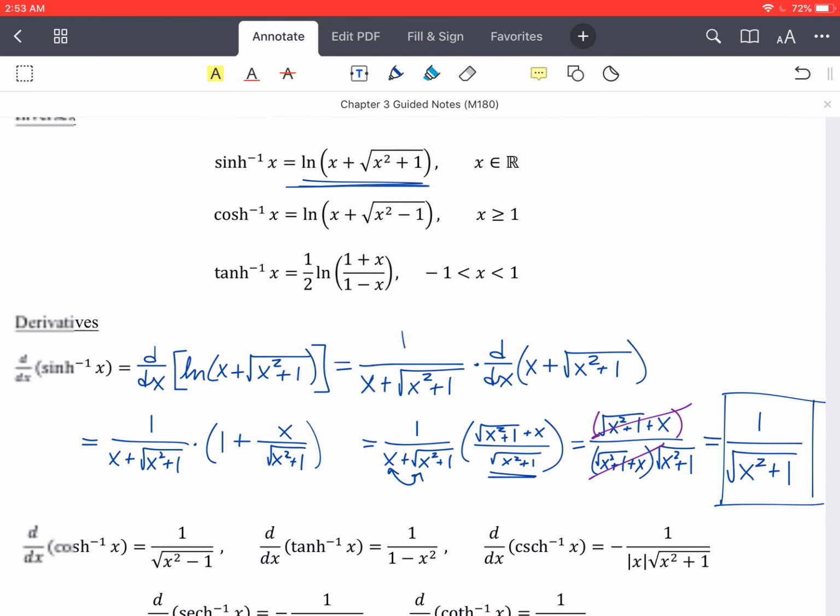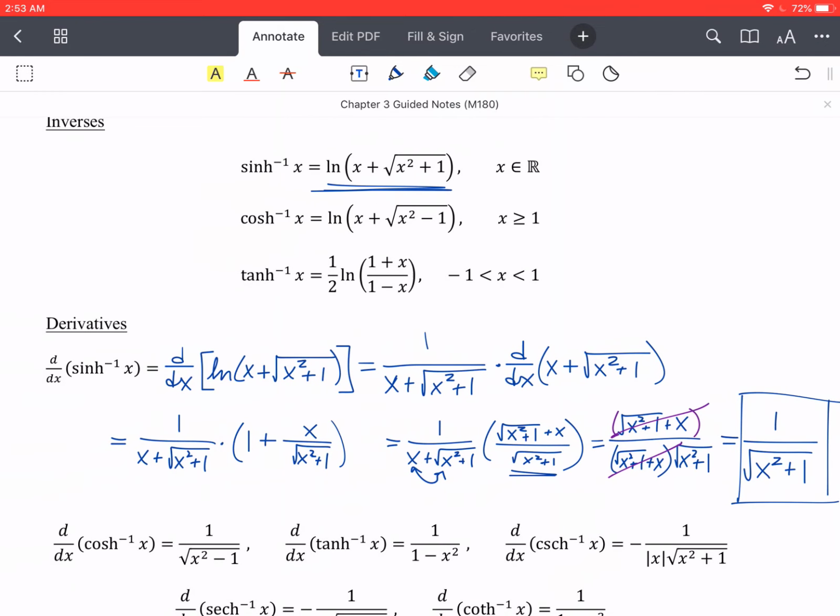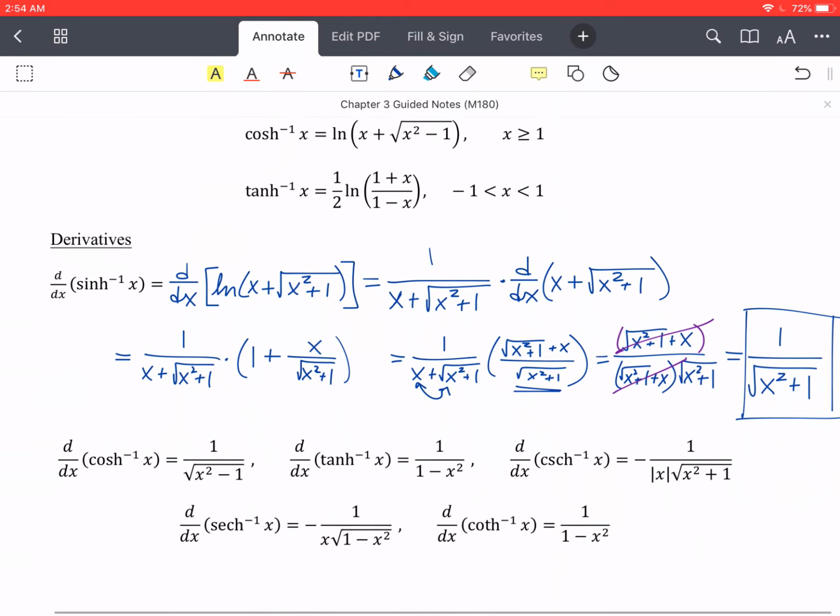And that is the derivative of the inverse hyperbolic sine function. And I think it's pretty interesting because you're taking the derivative of something that looks like trig, has a formula that's a logarithm, and it has a derivative that has none of those things. It's just a rational function with a root in it. So very interesting how that works out. The other formulas are derived very similarly to this.